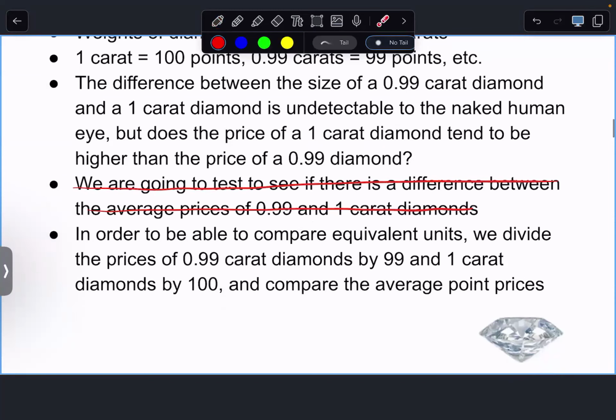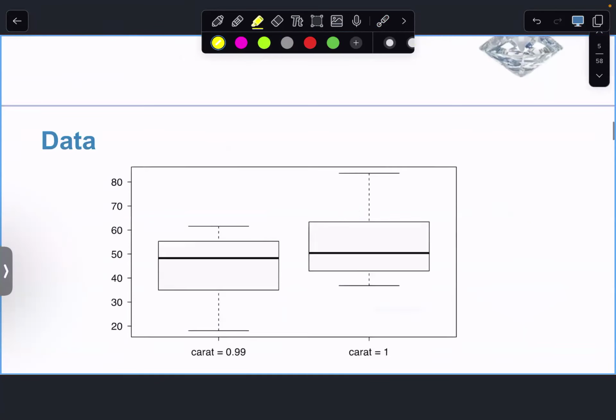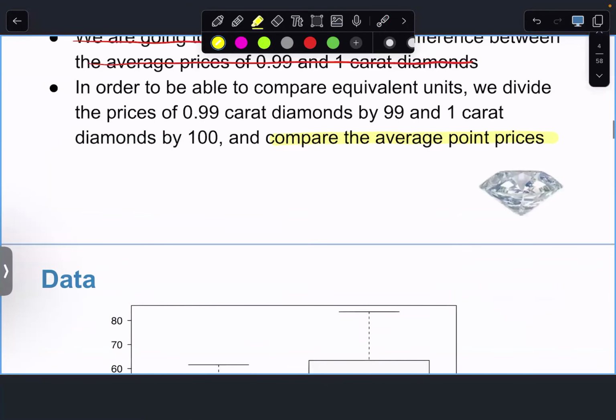Because it bothers me that they have a different question later. This is just some background on how we got the information. It'll be more straightforward on the final exam, I guess. In order to be able to compare equivalent units, we're going to divide the prices of 0.99 carat diamonds by 99 and 1 carat diamonds by 100, and then we're going to compare the average point prices.